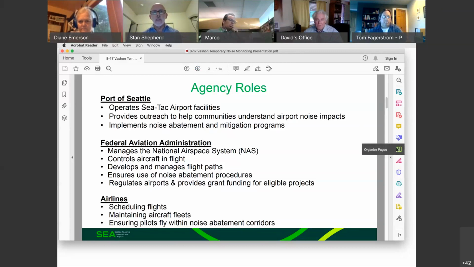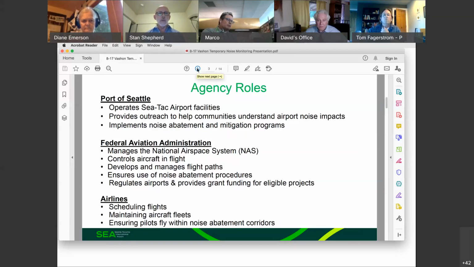They're also the regulators of airports around the country. So they provide grant funding to the airport. And as long as they provide those millions of dollars in grant funding to the airport that they've done throughout the past 70, 80 years to SeaTac Airport, we have to abide by the federal regulations associated with what the FAA establishes for airports.